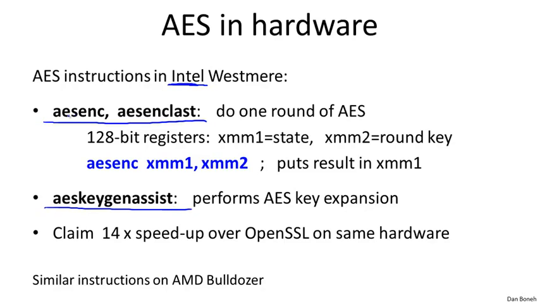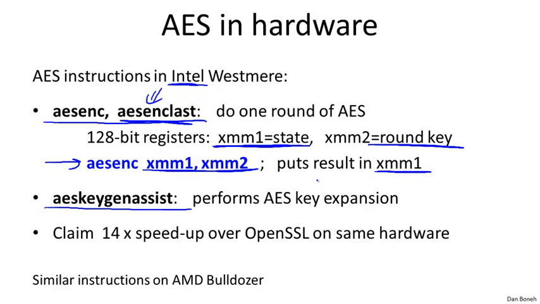So AESENC essentially implements one round of AES, namely apply the three functions and the XOR with the round key. And AESENCLAST implements the last round of AES. Remember, the last round didn't have the MixColumns phase. It only had the SubBytes and ShiftRows. And so that's what AESENCLAST does. The way you call these instructions is using 128-bit registers, which correspond to the state of AES. So you would have one register containing the state and one register containing the current round key. Then when you call AESENC on these two registers, they run one round of AES and place the result inside of this XMM1 state register.